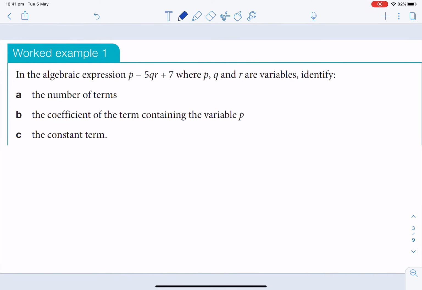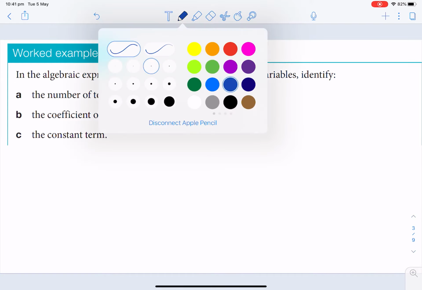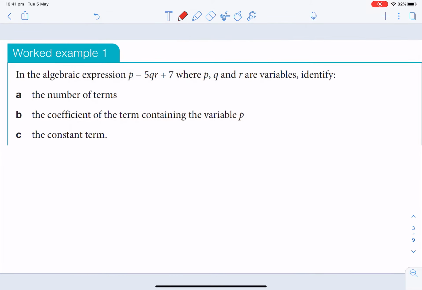So we're going to move on to a worked example. I'm going to use a few different colours here just to show you what's where. In the algebraic expression p minus 5qr plus 7, where p, q and r are variables, identify the number of terms, the coefficient of the term containing the variable p, and the constant term. Now we'll go back to blue. I'm going to write this out. p minus 5qr plus 7. It didn't really give me too much room here.